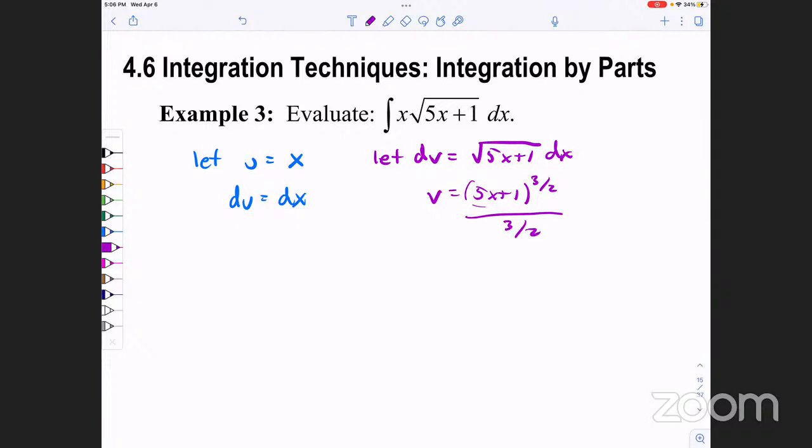And I feel like there's something else. Because of this derivative, I think we need to say divided by 5. Because if you take the derivative of this as is, the 3 halves comes down, they cancel, and you get (5x plus 1) to the half. But then you have to say times 5.